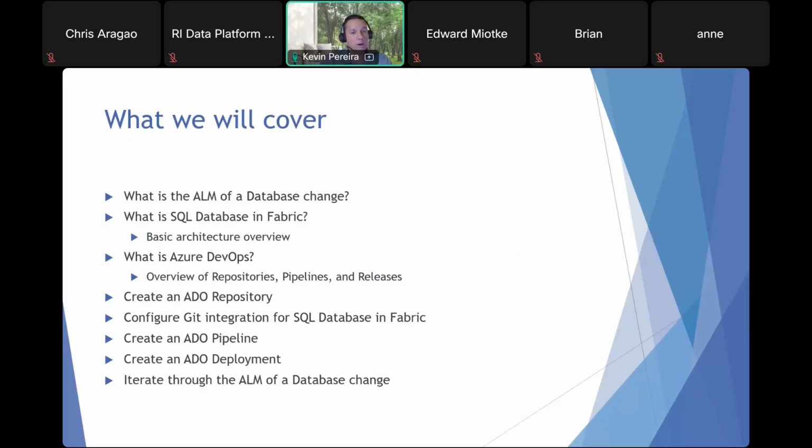After that, we're going to spend a lot of time in Azure DevOps. At a really high level, we'll talk about what are repositories, what are pipelines, what are releases. We're going to create a repo in a demo. We're going to configure the integration between Git and Fabric for this particular SQL database, which is our topic. We're going to create an ADO pipeline or build, create a deployment or release, and then go end to end with a full change from beginning to end to demonstrate the entire application lifecycle management of a database change.